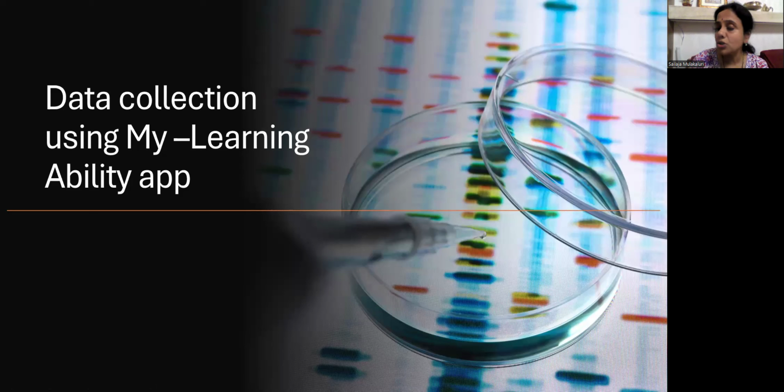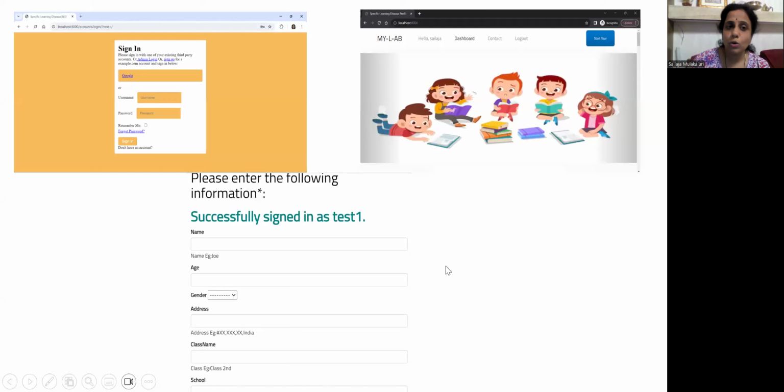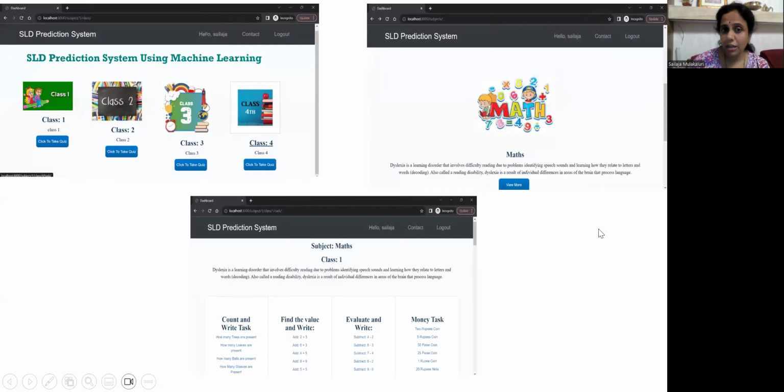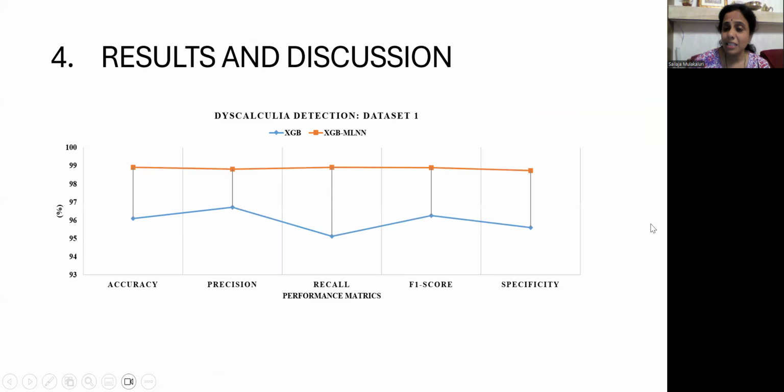So in this, there are three different stages. The first stage is data collection and data processing, then applying the XGBoost, and then the last one is the LSTM, then analyzing the results. So the app looks somewhat like this. There is a web-based app which has been created. The students or the caretakers enroll in it. And then we have various levels of testing which they undergo. These are the various testing tools. And once the testing is done, it generates a CSV file. And from there, we do the analysis.